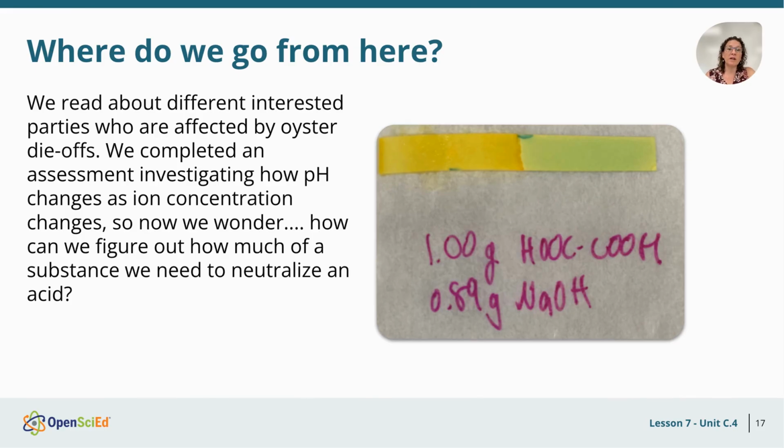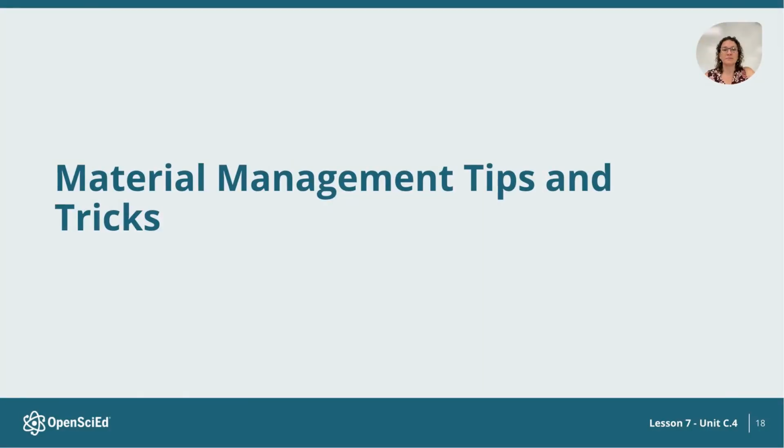So where do we go from here? We learned about who is affected by the oyster die-offs, and we completed the acid behavior assessment. So now we wonder, how can we figure out how much of a substance we need to neutralize an acid?